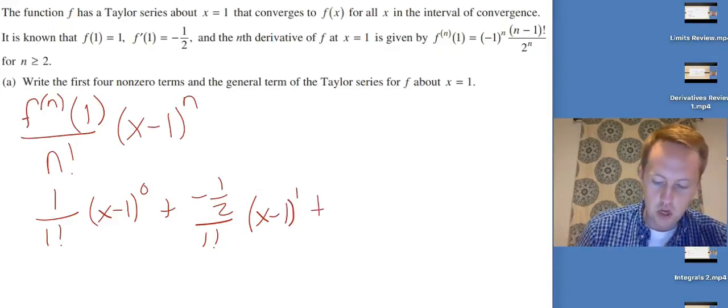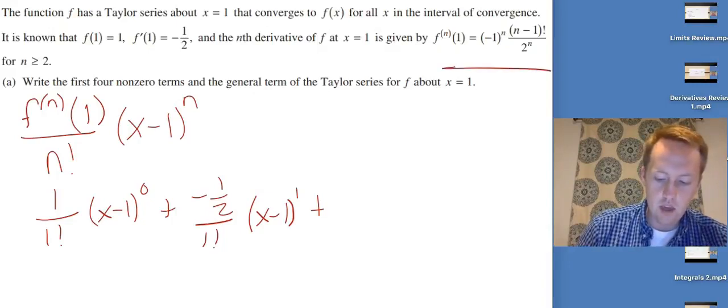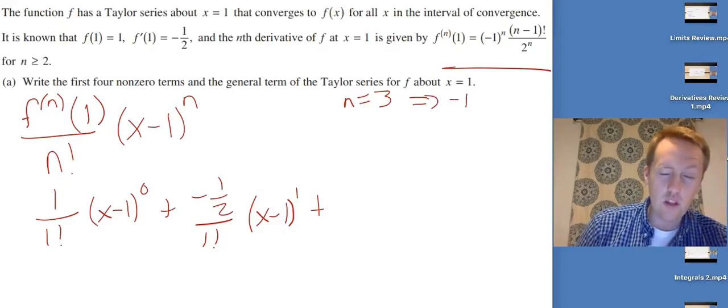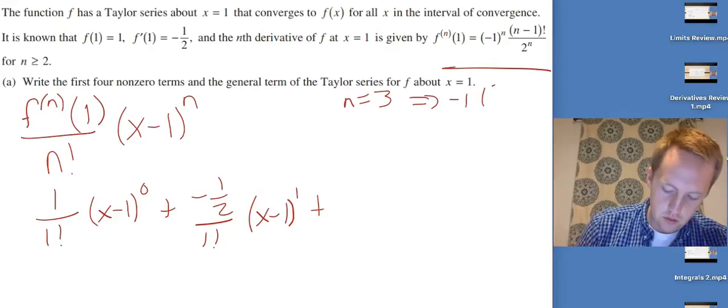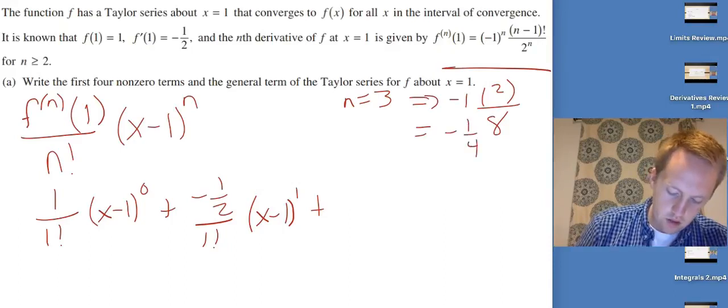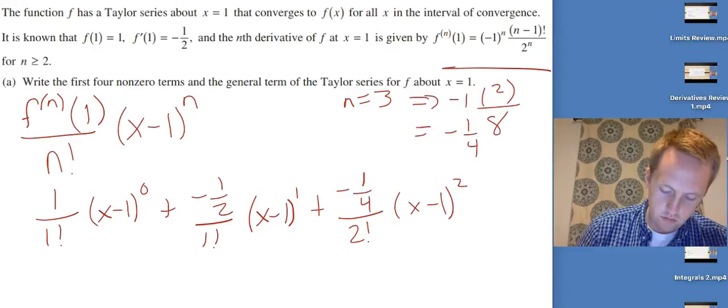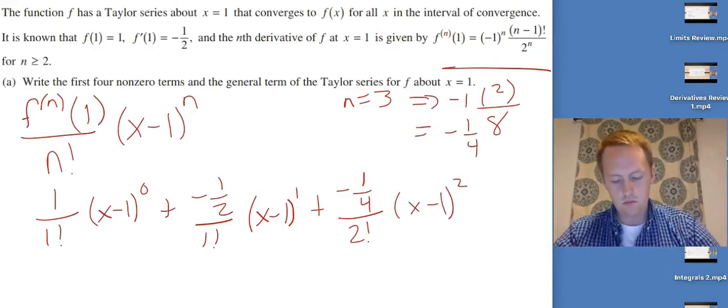Plus the third derivative. I'm going to have to go to this formula right here that they gave me. I've got to plug in 3 to it. So when n equals 3, I'm going to have negative 1 cubed, so that's negative 1. And then 3 minus 1 factorial, that's 2 factorial, so 2, divided by 2 cubed is 8. So that's negative 1/4. So I got negative 1/4 over 2 factorial x minus 1 squared. Why did I plug in n equals 3 term? Who let me do that?